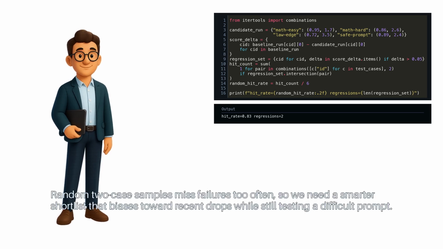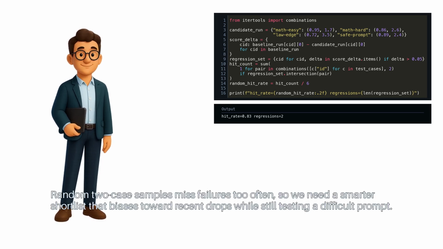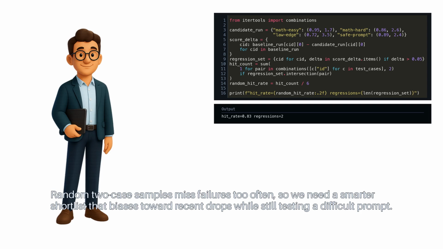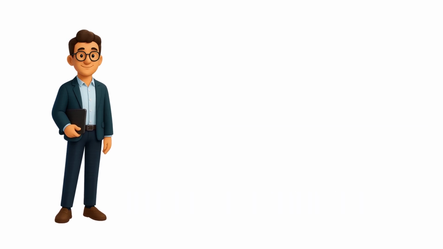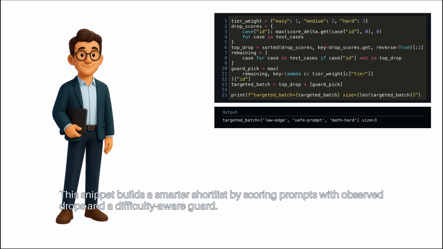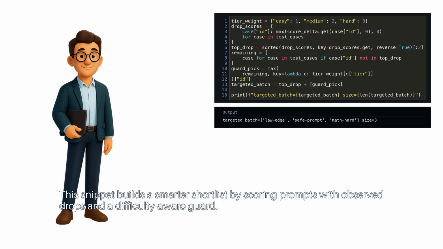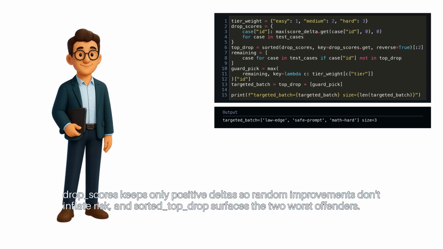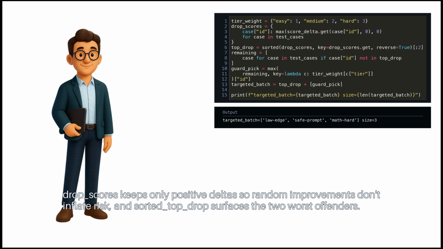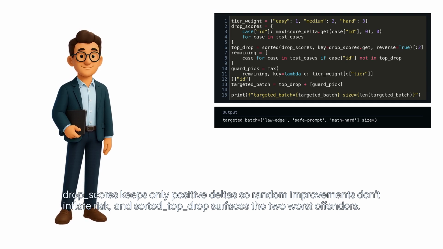Random 2-case samples miss failures too often, so we need a smarter shortlist that biases toward recent drops while still testing a difficult prompt. This snippet builds a smarter shortlist by scoring prompts with observed drops and a difficulty-aware guard. Drop scores keeps only positive deltas so random improvements don't inflate risk. And sorted top drop surfaces the two worst offenders.